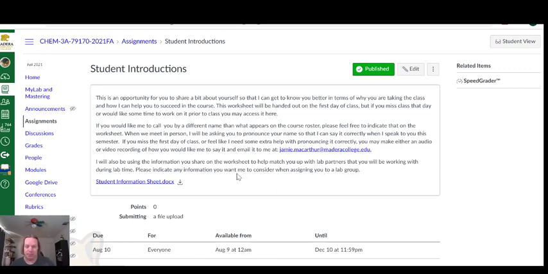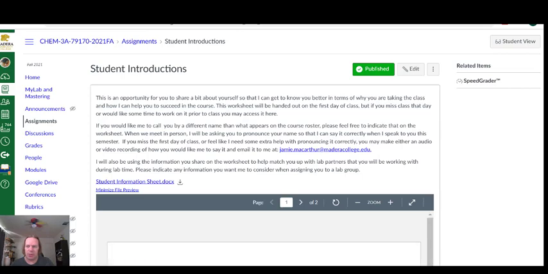on this student information sheet. I'll be using this information to put you into lab groups. So think about what kind of a person you want to be in a lab group with, and talk about yourself in ways that will help me make the choice that's best for you. So that's what this is for. I want to actually go ahead and open it.